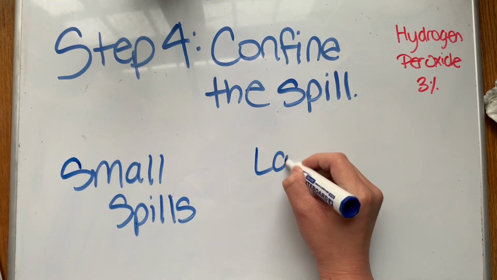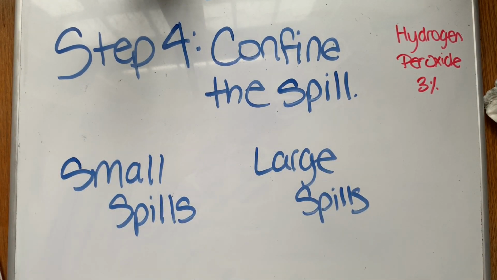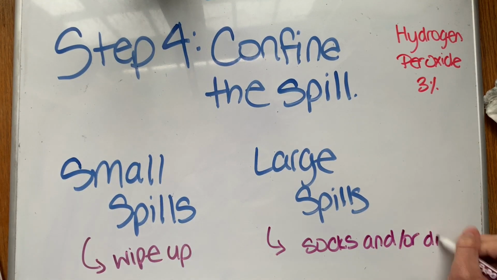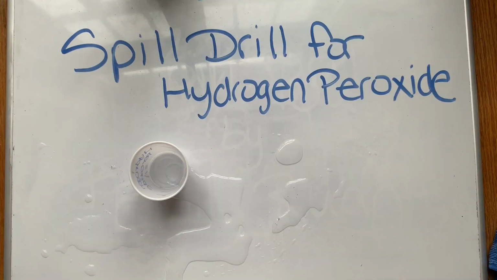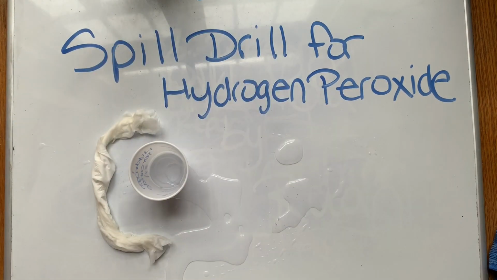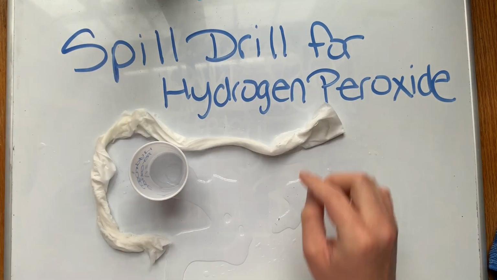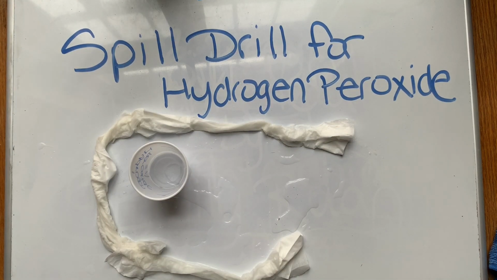Step 4 is to confine the spill. We have to limit the spill area. The sooner the liquid is confined, the less area needed for decontamination later. In this case, we are dealing with a large spill, so dikes or socks could be used. For this large spill, we will be using dikes in my demonstration to confine it.